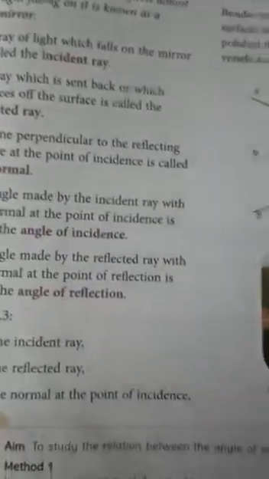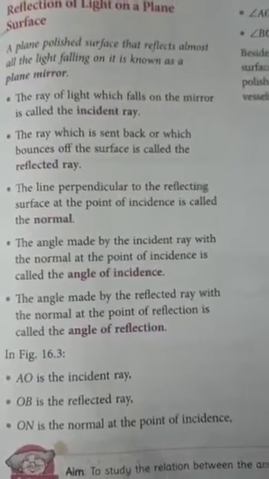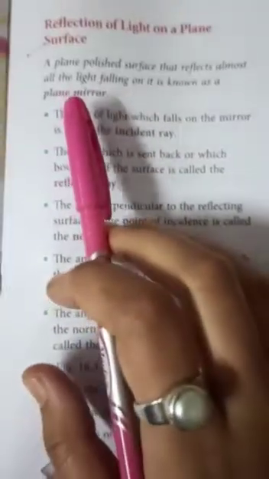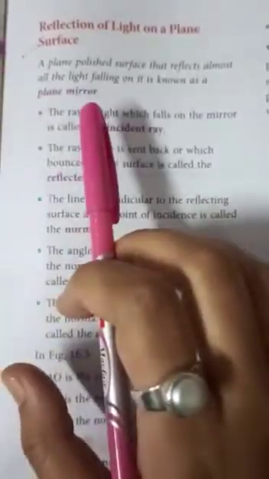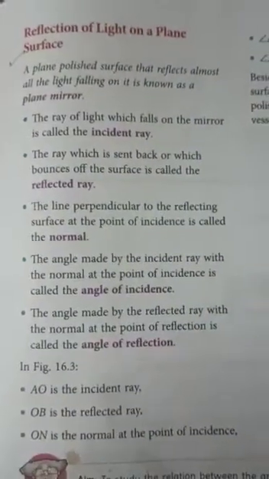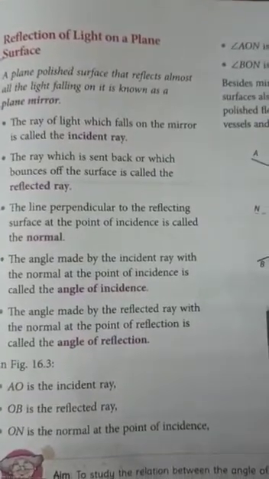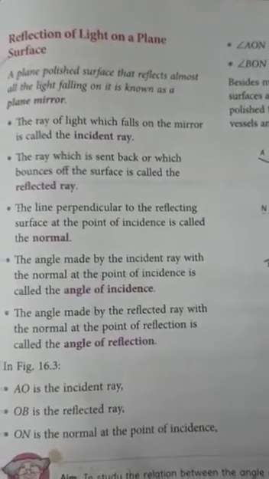Now, mirrors are of three kinds. First is plane mirror, then concave mirror and convex mirror. In this chapter we will be studying only plane mirror. A plane mirror is nothing but a polished surface that reflects almost all light falling on it. It can reflect any light rays that fall on the plane mirror. So this was all about reflection in the plane mirror.